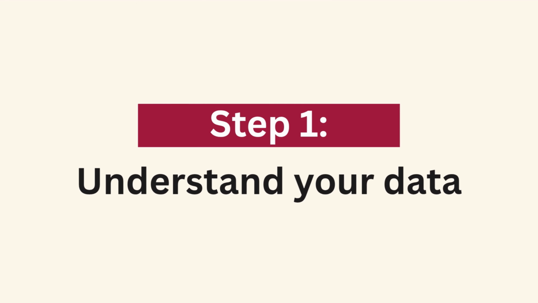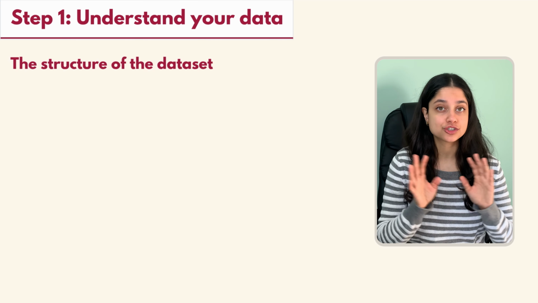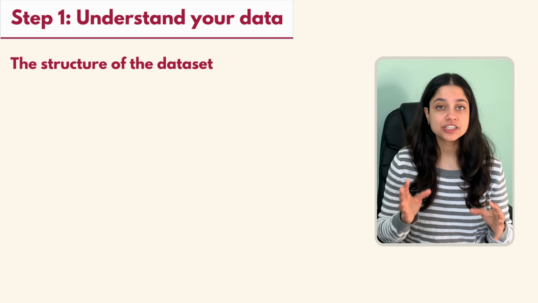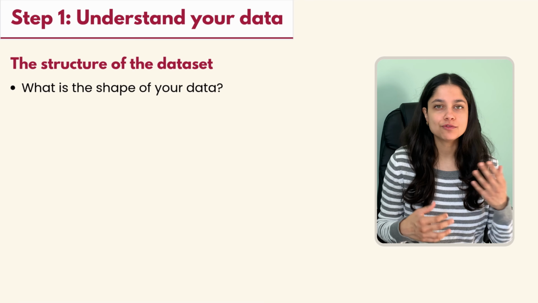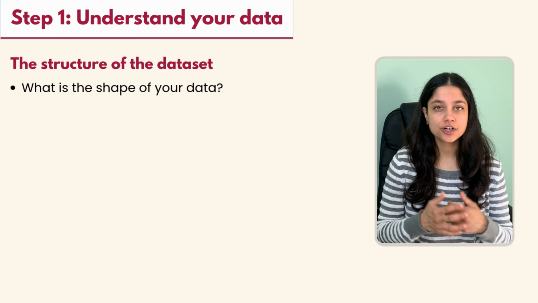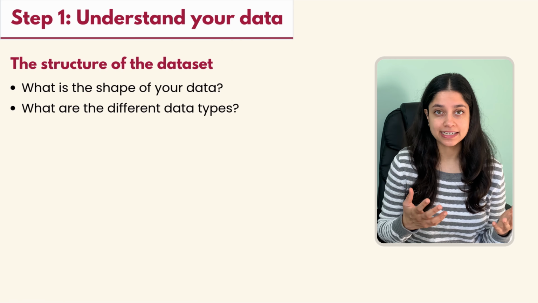Step 1, understand your data set. In this step, really focus on building a mental model of your data set before you change anything. This can include getting an idea of things like the basic structure of your data set. What's the shape of your data? Like, how many rows and columns do you have? What are the different data types in your data set?